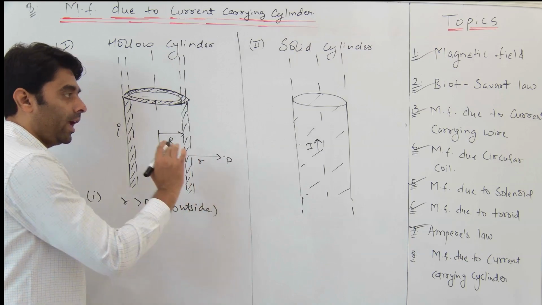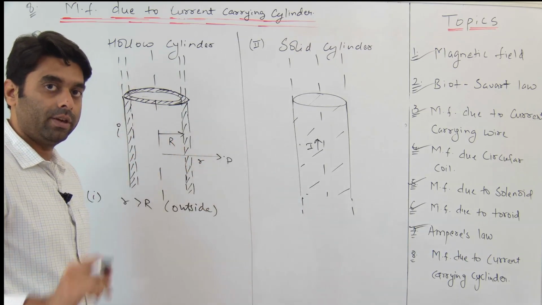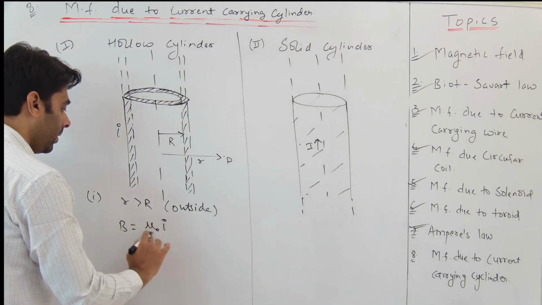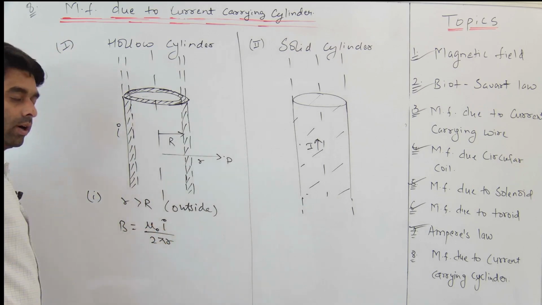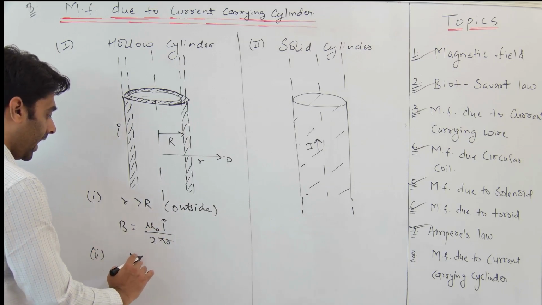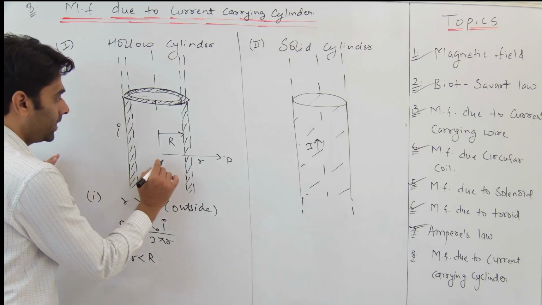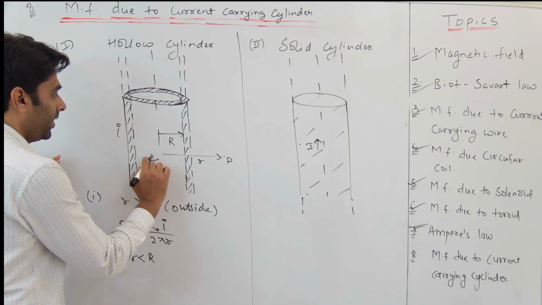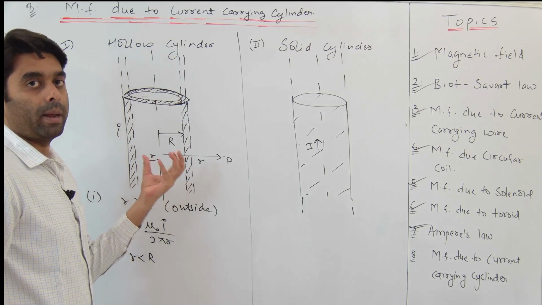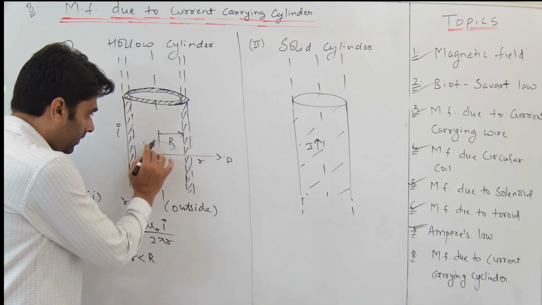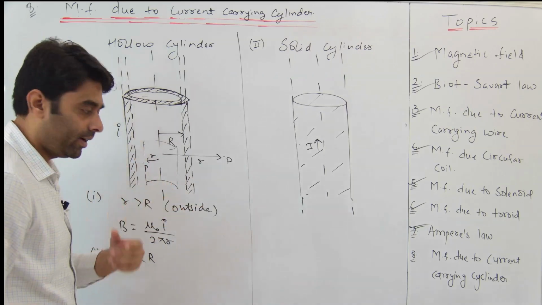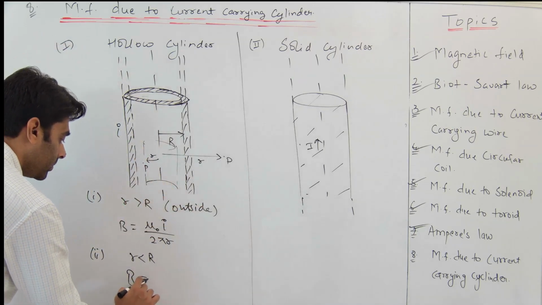Now when Ampere's law is applied over here, the result comes out as B equals mu naught I by 2 pi r. Next, for inside points, that is when r is less than capital R, that means somewhere over here point P is present inside of the cylinder. When we apply Ampere's law, there is no current carrying element inside. Therefore, the magnetic field for an inside point comes out to be 0.